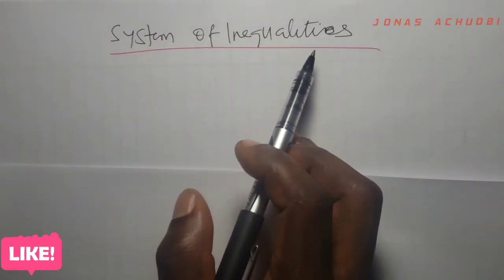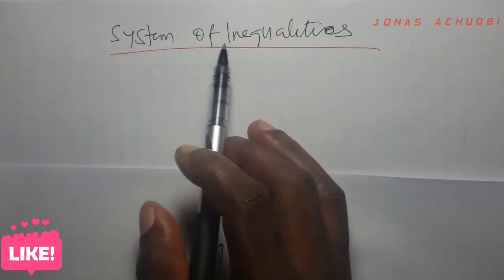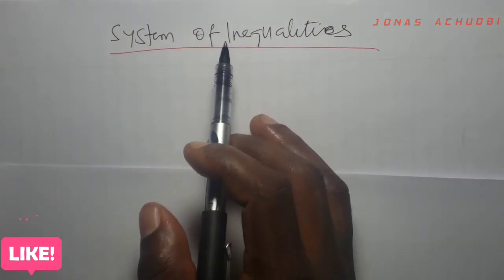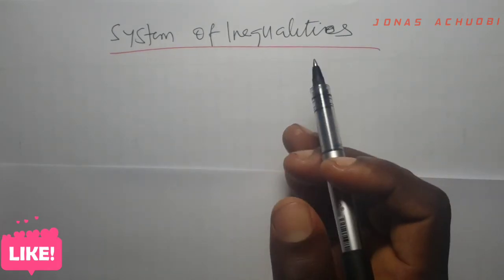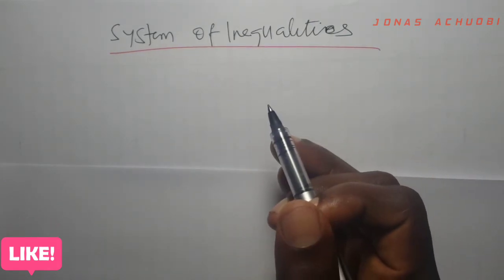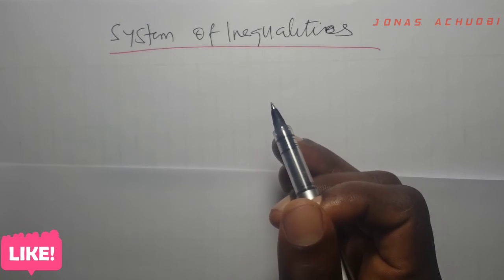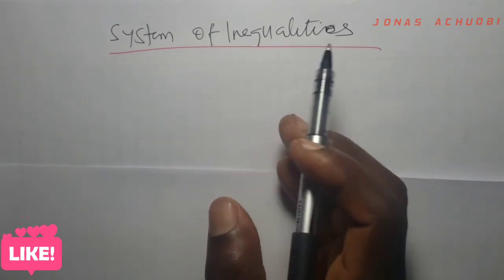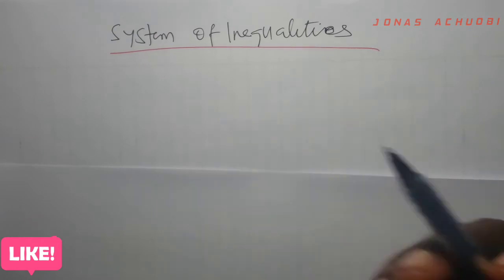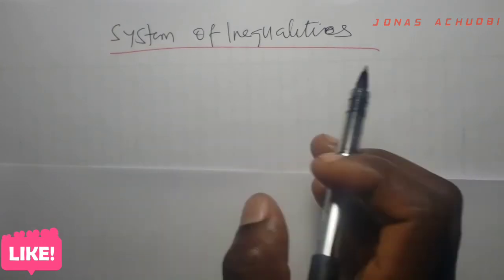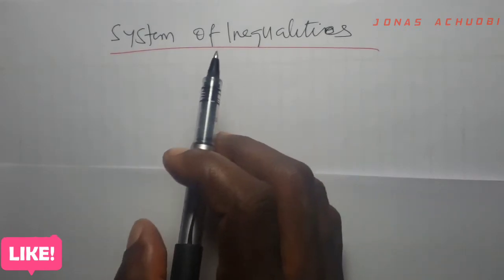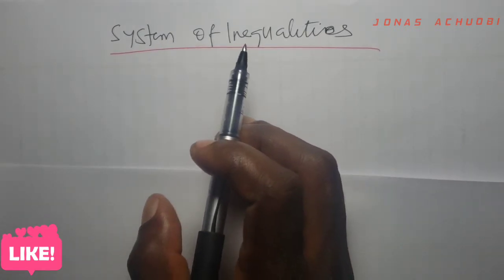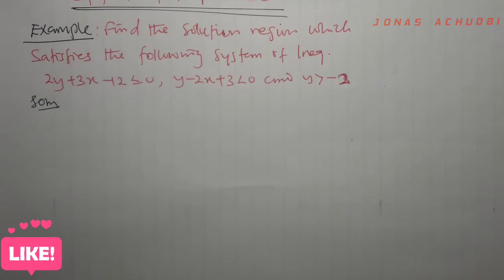System of inequalities. A system of inequalities comprises two or more inequalities in one or two variables. To obtain the solution region, we draw a line for each inequality given to us, as we described earlier, and then the intersection of all the regions becomes our solution region. Let us take an example very quickly to understand what I'm saying.